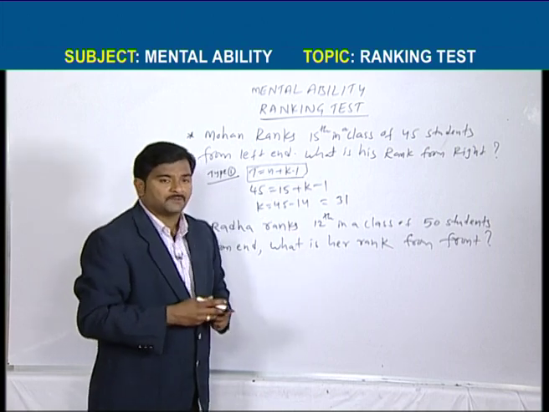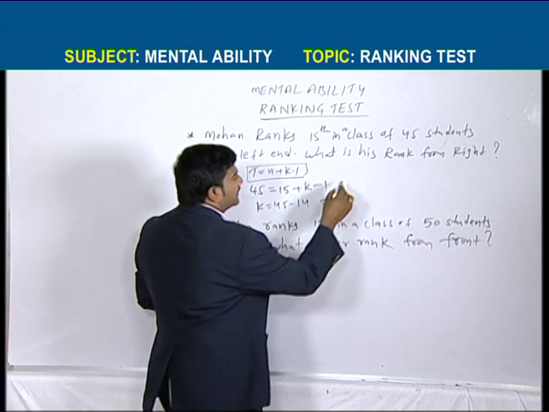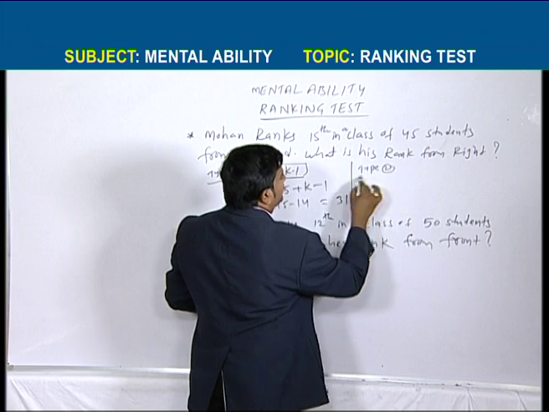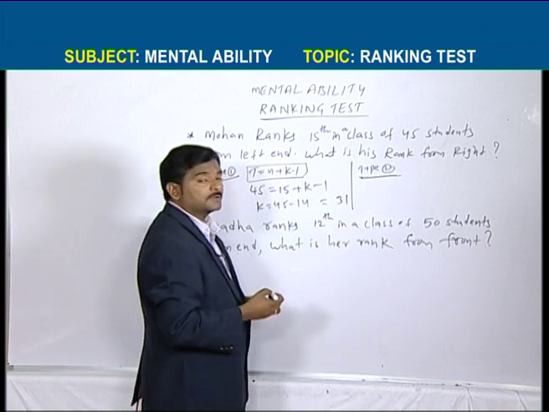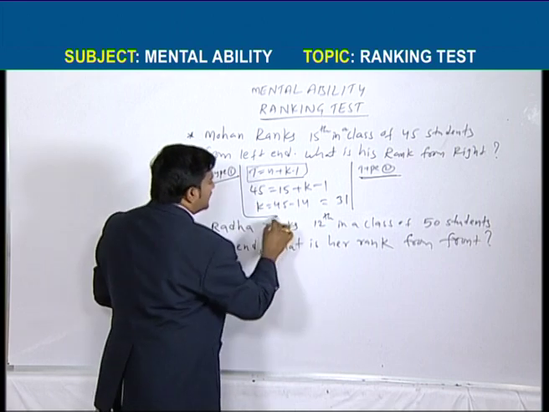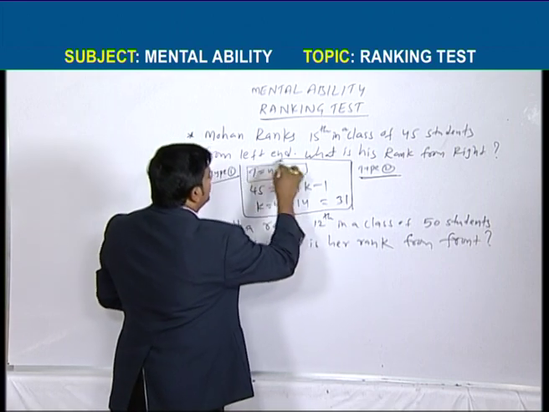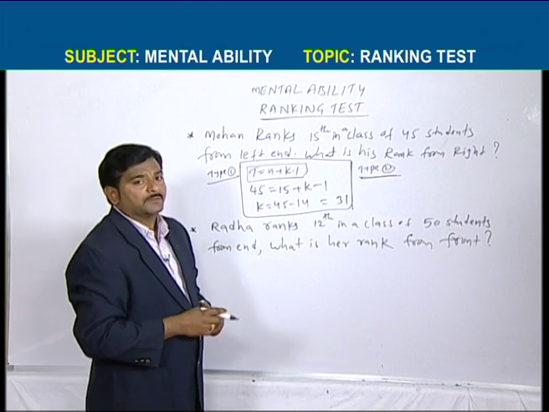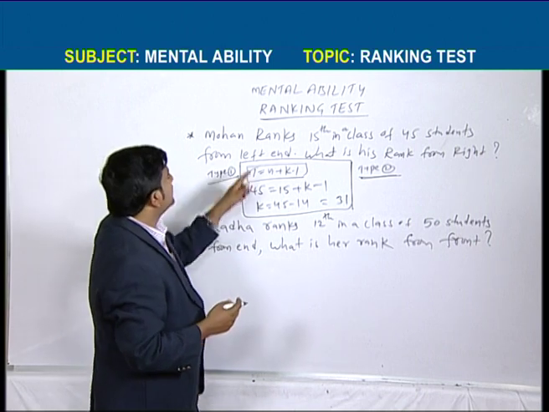Simply by using this formula I am getting this answer. Or else, without using any formula, in general also you can solve it. This is by using the type 1 concept. Now we will discuss without using the formula T is equal to n plus k minus 1.